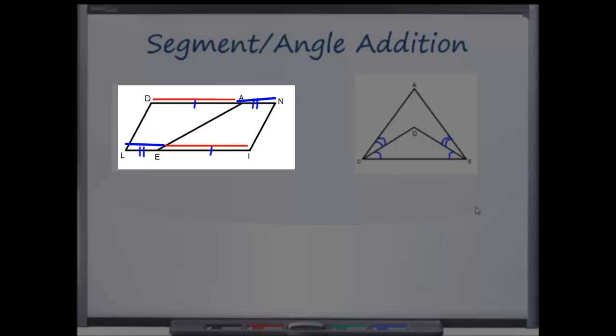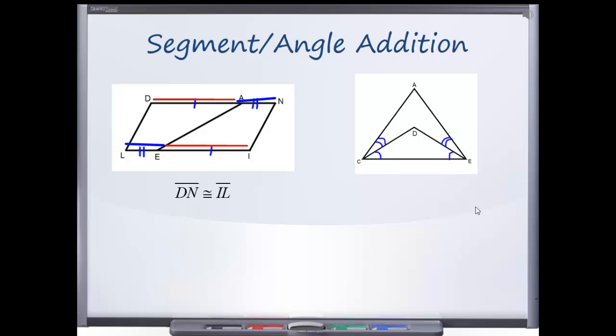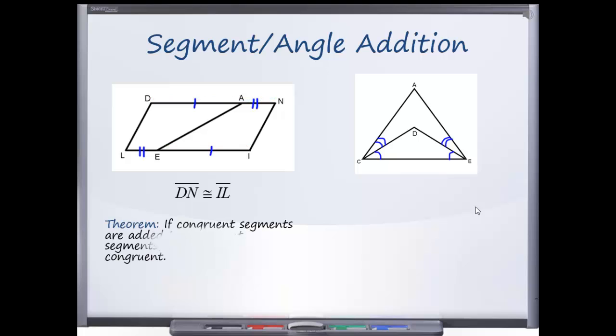Well, if we take two congruent segments and add them to another two congruent segments, we can conclude that the overall segments are indeed congruent, so that segment DN is congruent to IL. The formal theorem states that if congruent segments are added to congruent segments, then the sums are congruent.